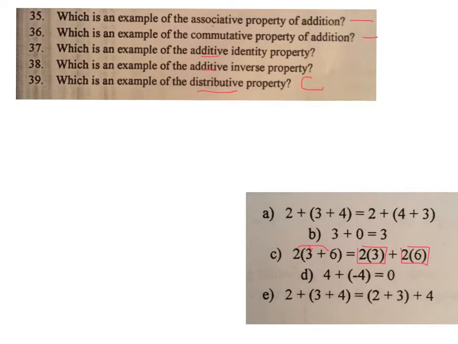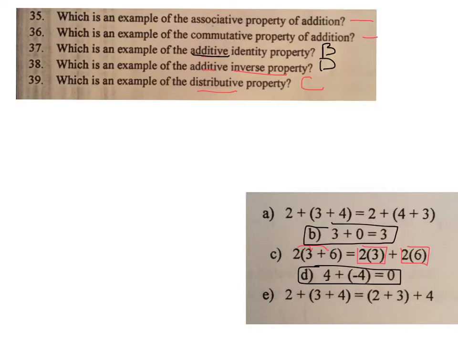Now, let's look at the inverse property. Remember, when you add a number and its inverse together, you end up getting 0. So the one that does that is going to be D. Okay, 4 and the inverse of 4 is negative 4, and when you add them together, you get 0. So that answer right there is D. Now, the additive inverse, all right, when you add a number to 0, you'll get that same number. Well, that answer choice is B, because when you add anything to 0, it's itself. So that's going to be B.